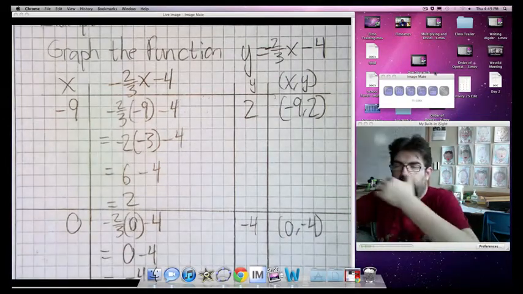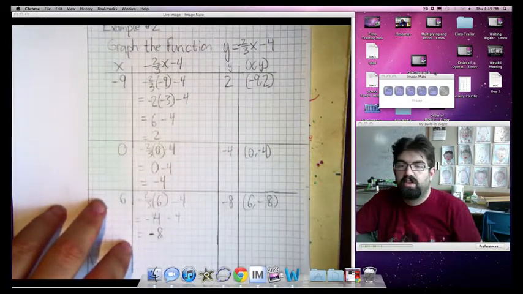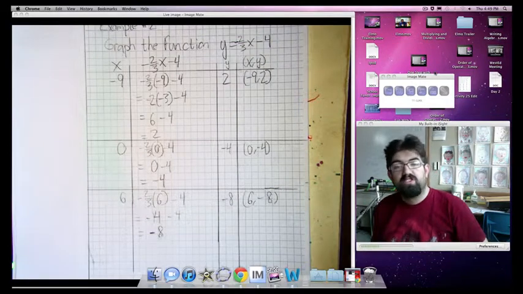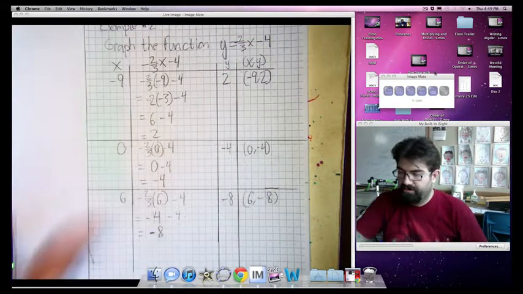I'm going to just zoom this out to show you what I chose for my points. So basically, here's the table. Copy it. Pause the video in a minute. Copy it. Autofocus that. I plugged in 0 and got -4. I plugged in 6 and got -8. These should make a line. Cool.